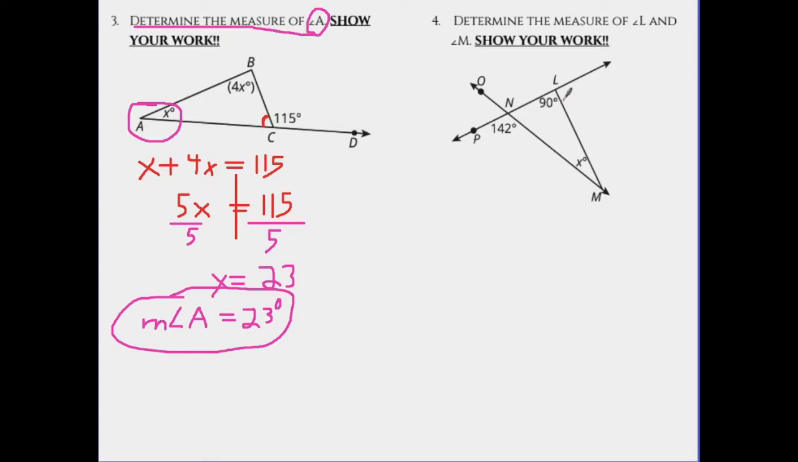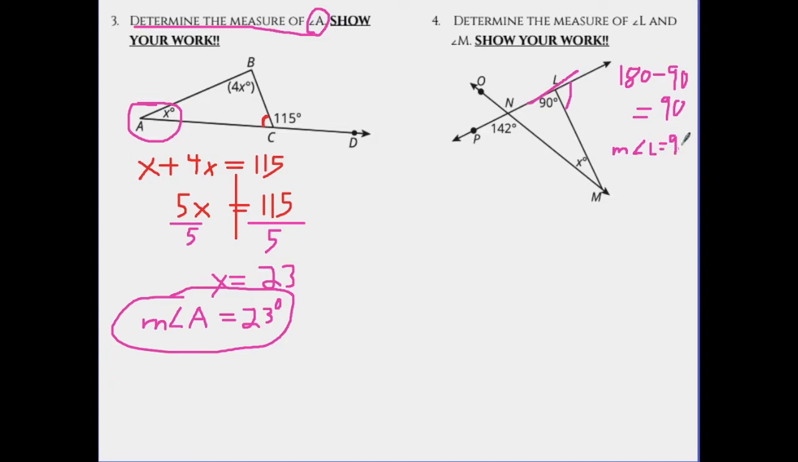Number 4, measure of angle L and M. So this isn't labeled really well. I'm assuming L is going to be this angle right here. And what do we know about a line? Remember, a line is 180 degrees. So let's show our work for that. So 180 minus the one next to it, 90. That's going to equal 90. So that angle right there is also 90 degrees. So we can say measure of angle L is 90 degrees.